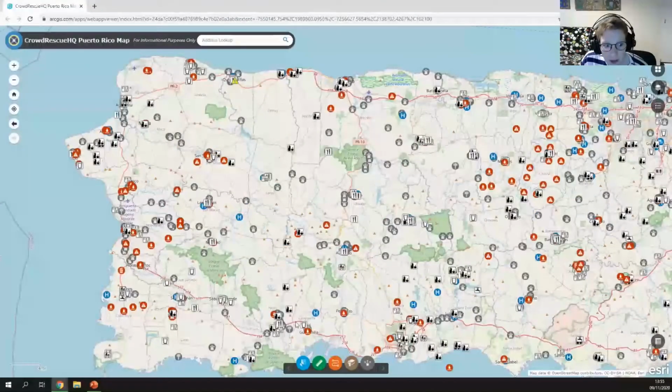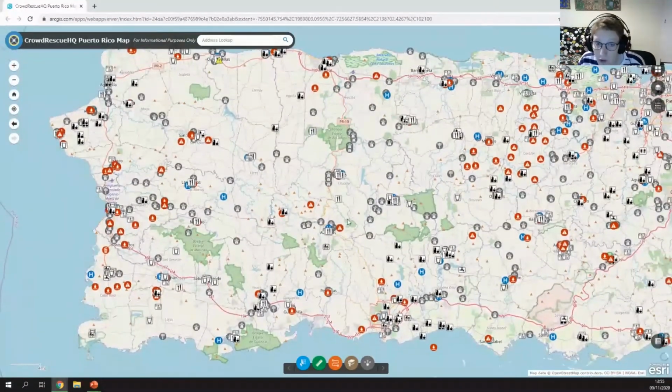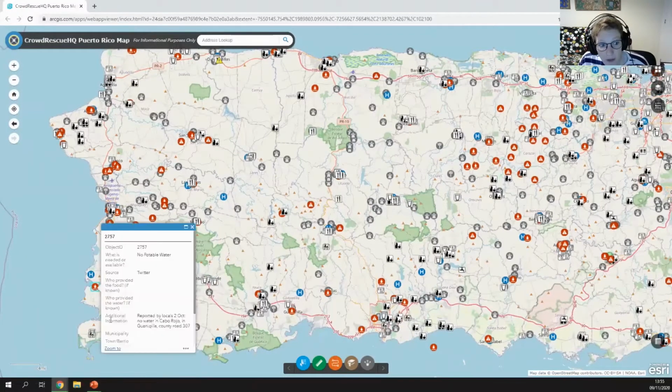So hopefully you can see on my screen now, this is the actual app, and this has been archived. So if you are using Hurricane Maria as a case study, all of this information you can go and explore for yourself in your own time. If I just click on one of the little icons here, so these little red icons are where people are asking for help, we can see they've got no drinking water, possible means drinking water, and that this came from Twitter. It was somebody tweeting, please help, we've got no water here, reported by the locals.